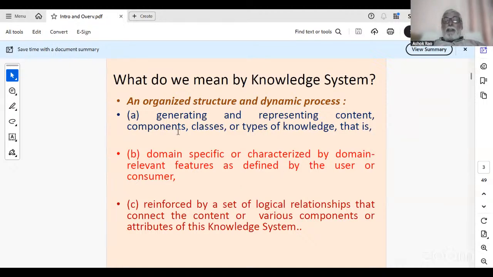So the organized structure looks at generating and representing content, components, classes, or the type of knowledge that can be domain specific or characterized by domain relevant features as defined by the user or the consumer of this knowledge. It is also reinforced by a set of logical relationships that connect the content or various components or attributes of this knowledge. So they are not arbitrary. They have a very cohesive and logical relationship between each other.